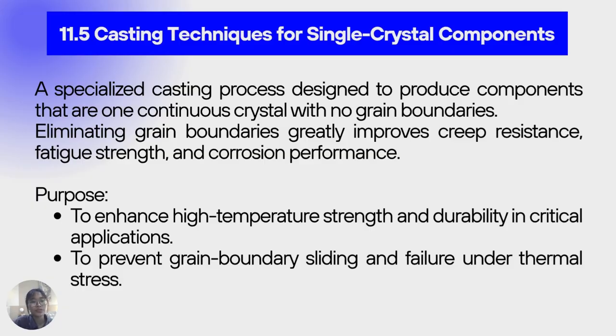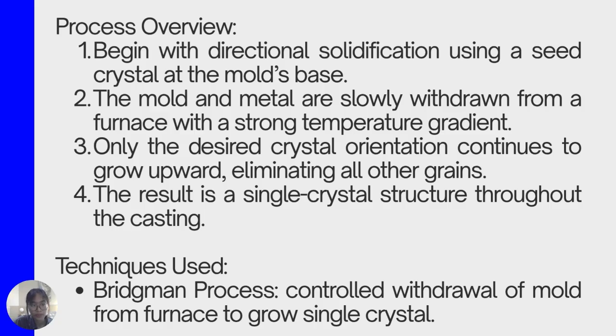The process begins with directional solidification, where a molten alloy solidifies from one end under a controlled temperature gradient. A seed crystal at the base defines the desired crystal orientation, and only that orientation continues to grow as the mold is slowly withdrawn from the furnace. One common method is the Bridgman process, which carefully controls the withdrawal rate and temperature to ensure single crystal growth.